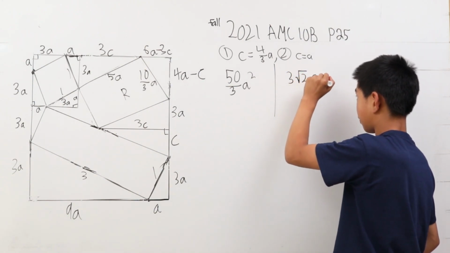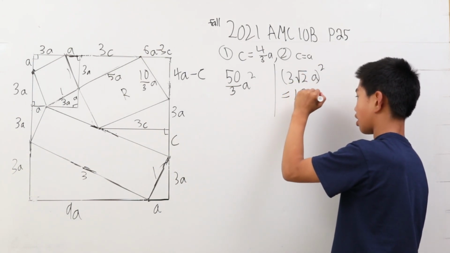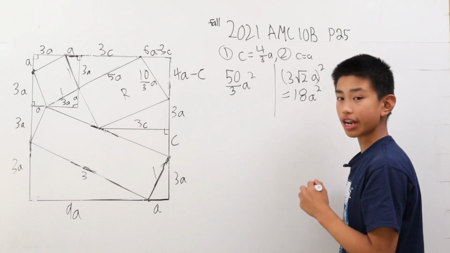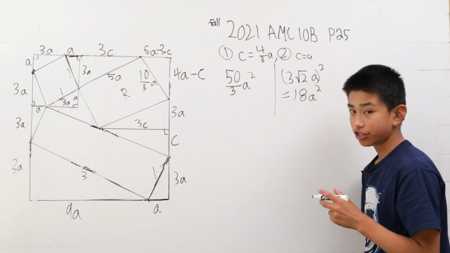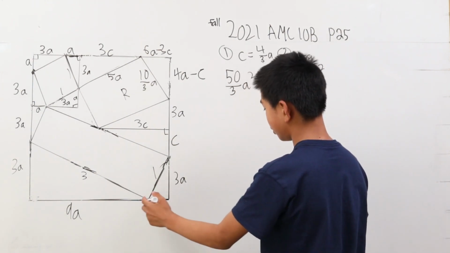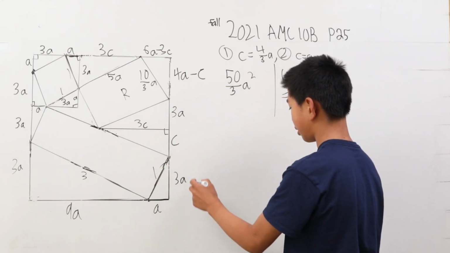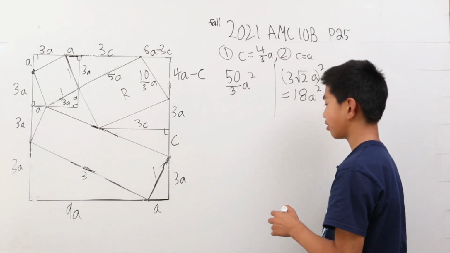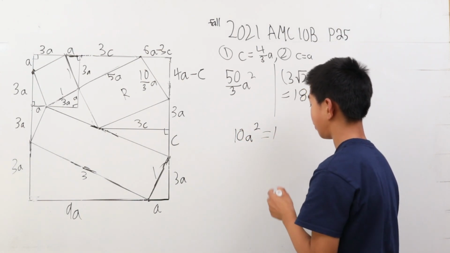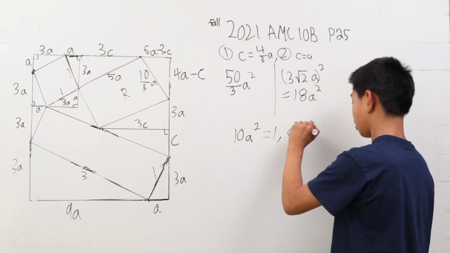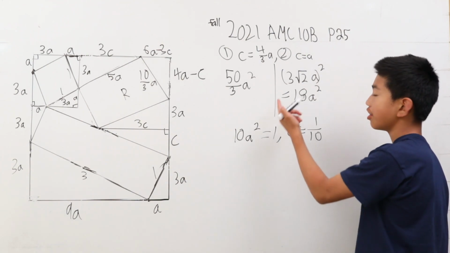Now this one, when c equals a, both of these lengths are 3√2 times a. So when they're both of them, you just square it to get the area. This is 18a squared. Now you can actually find a squared by using the Pythagorean theorem. We don't want to solve for a, just a squared. We can take one of these small triangles that we made earlier with a hypotenuse of 1, height of 3a, and length of a, and apply the Pythagorean theorem. So 10a squared is equal to 1. A squared is 1/10.